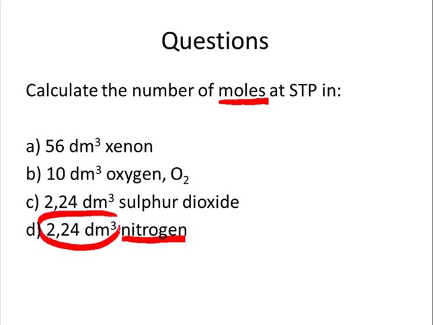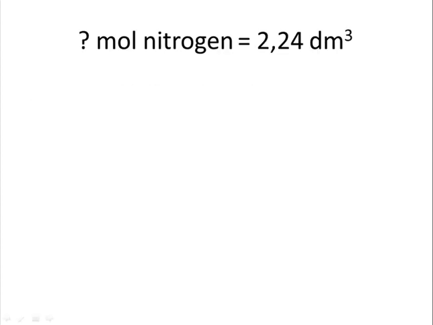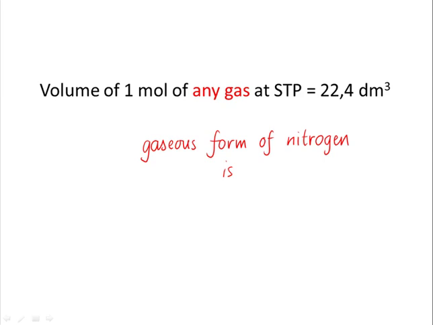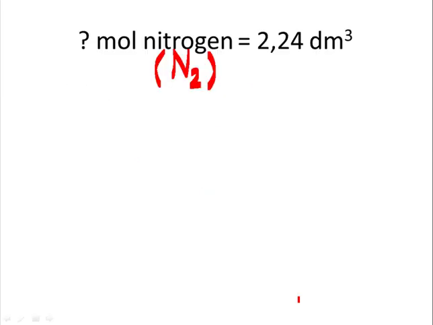Now we first might not know, are we speaking about nitrogen N or nitrogen N2? Remember, 1 mole of any gas at STP has a volume of 22,4 decimeters cubed. The gas nitrogen has a formula N2. You don't find N floating around in the air. You find N2 because that's the stable form, that's the molecular form. And so the question is, how many moles N2 has a volume of 2,24 decimeters cubed?